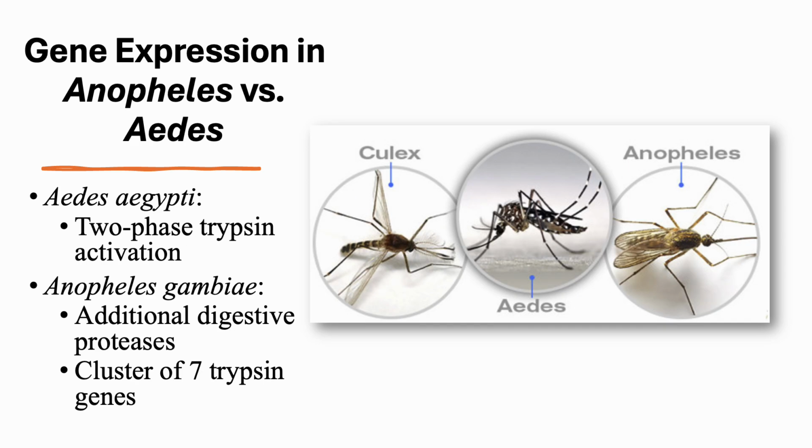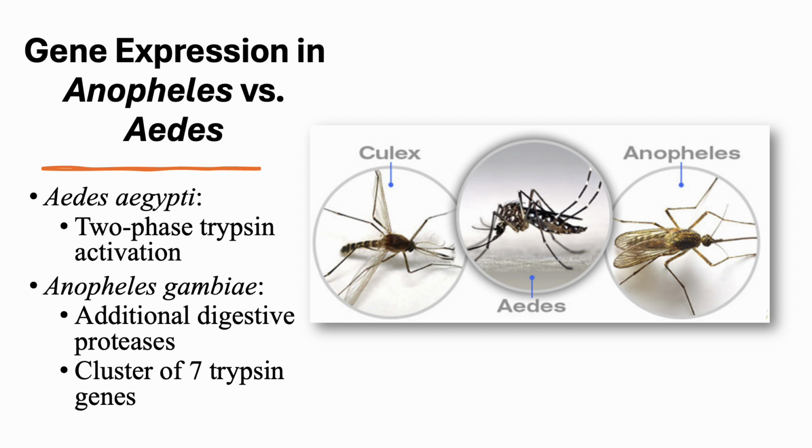With that said, there are other digestive enzymes. For example, the difference in gene expression between Anopheles and Aedes. I'll start with Aedes aegypti first. The digestive enzymes in aegypti are chymotrypsin, carboxypeptidase A, and aminopeptidase. Those enzymes actually show gene expression patterns that are very similar to the early and late trypsin, and it has been suggested that they might be regulated by a shared set of genetic switches. So this ensures the breakdown of a blood meal.